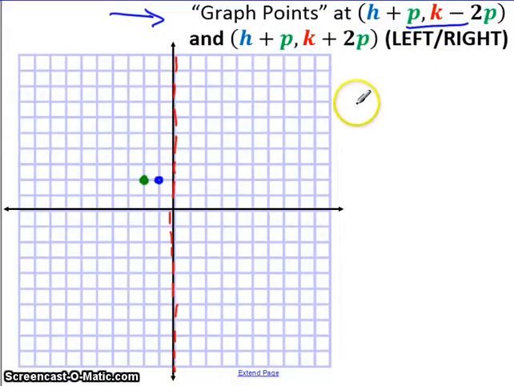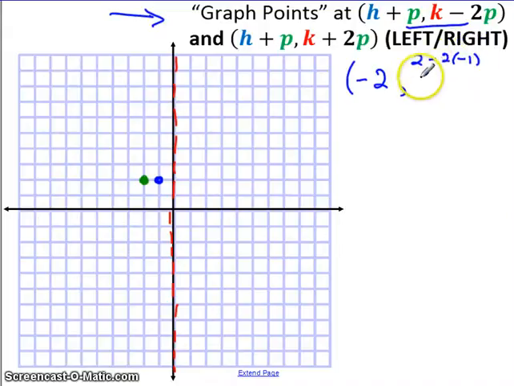In this case, h plus p is going to be -1 plus -1, which is going to be -2. Okay, and then k minus 2p. All right, so k was 2, minus 2 times -1. That gives us 2 minus -2, or 2 plus 2. And so that actually gives us -2, 4 for one of our points.